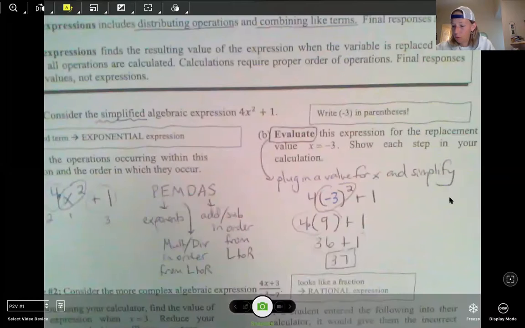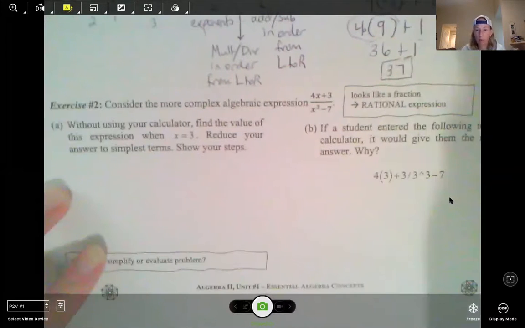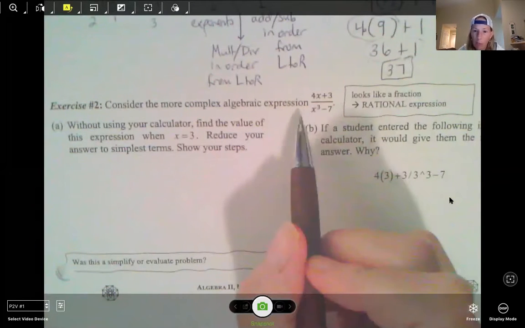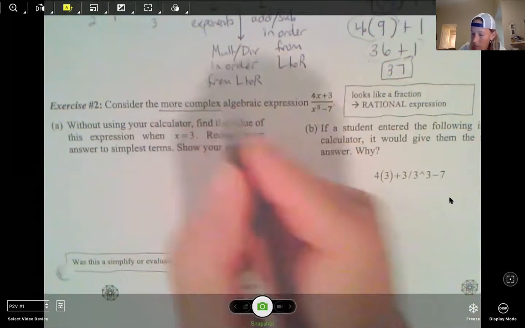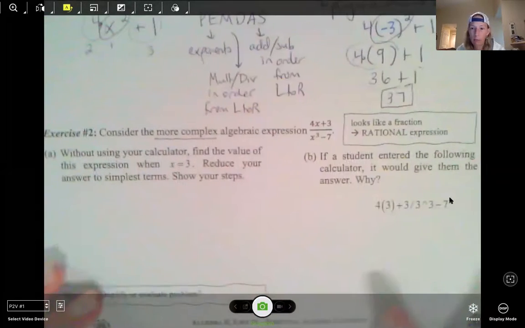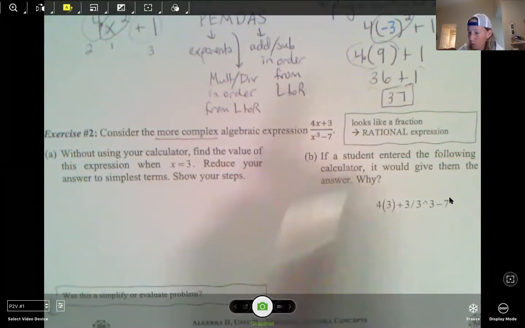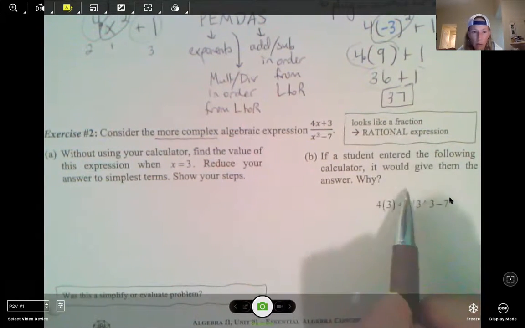Okay, so scrolling down, this one probably looks a little bit more hectic to you because it's a fraction. And this is what we call a rational expression. Notice it says more complex because it is in fraction form. We don't, in general, like fractions. They're a little bit more confusing to us, and that's normal. But we'll talk about how to break it down so that hopefully it makes sense. So a rational expression is one that looks like a fraction. That's a nice little reminder for you.